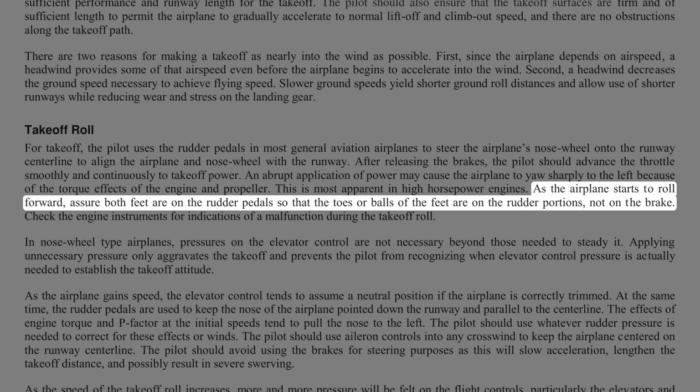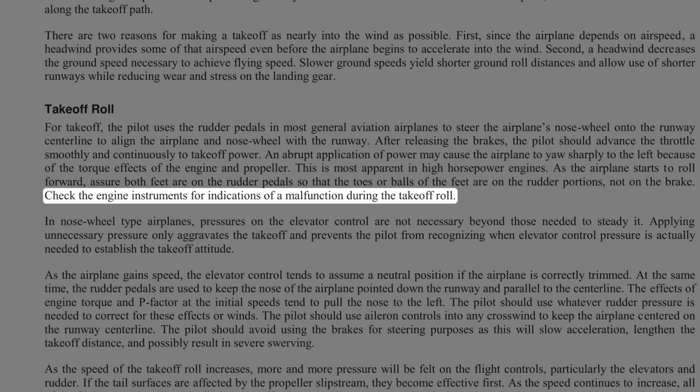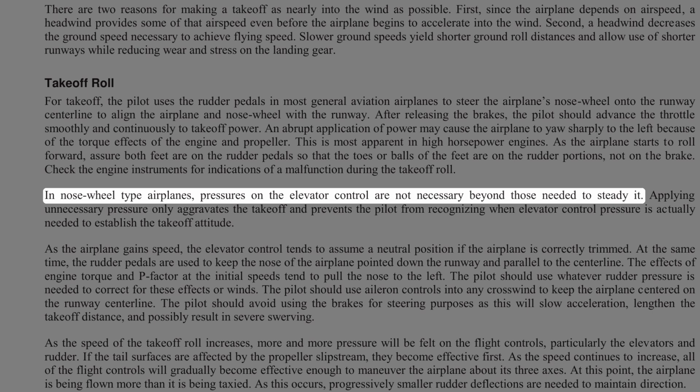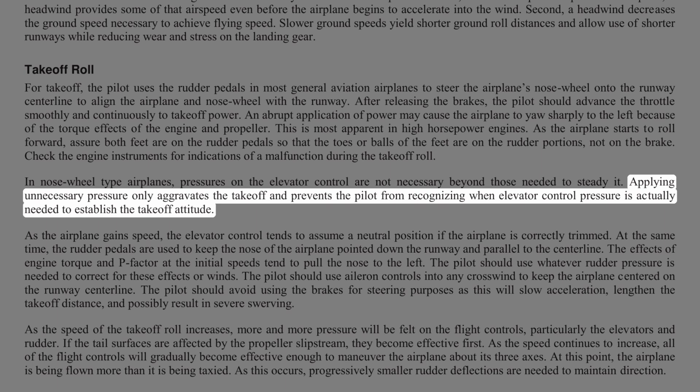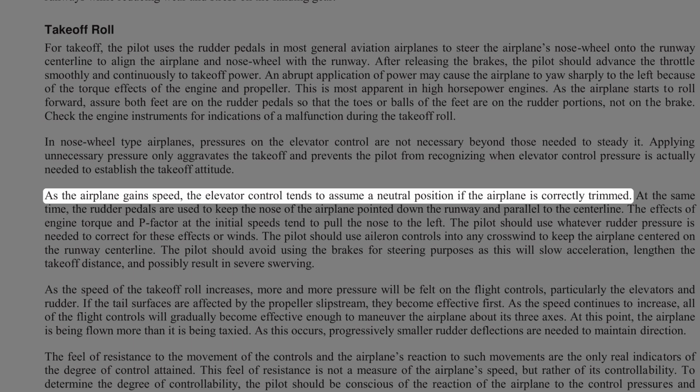As the airplane starts to roll forward, assure both feet are on the rudder pedals so that the toes or balls of the feet are on the rudder portions, not on the brake. Check the engine instruments for indications of a malfunction during the takeoff roll. In nose wheel type airplanes, pressures on the elevator control are not necessary beyond those needed to steady it. Applying unnecessary pressure only aggravates the takeoff and prevents the pilot from recognizing when elevator control pressure is actually needed to establish the takeoff attitude. As the airplane gains speed, the elevator control tends to assume a neutral position if the airplane is correctly trimmed.